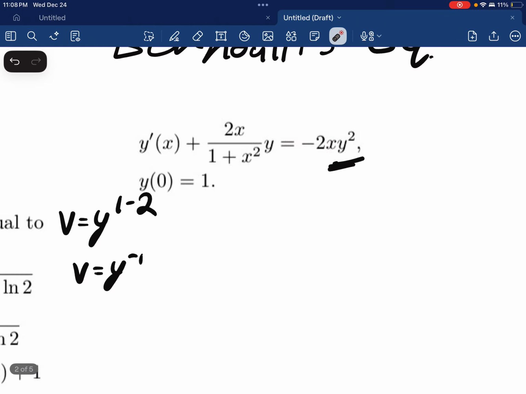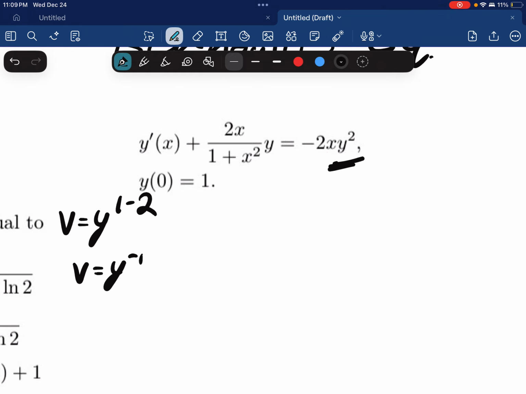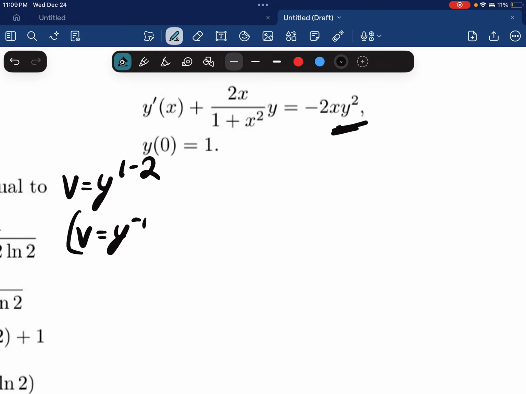Okay, in Bernoulli's equations, we're trying to rewrite this original equation in terms of v and x. So we want to replace all the y's with v's. But there is a dy dx term, and we want to replace that with a dv dx. So we have to think of a way that we can rewrite dv dx in terms of dy dx.